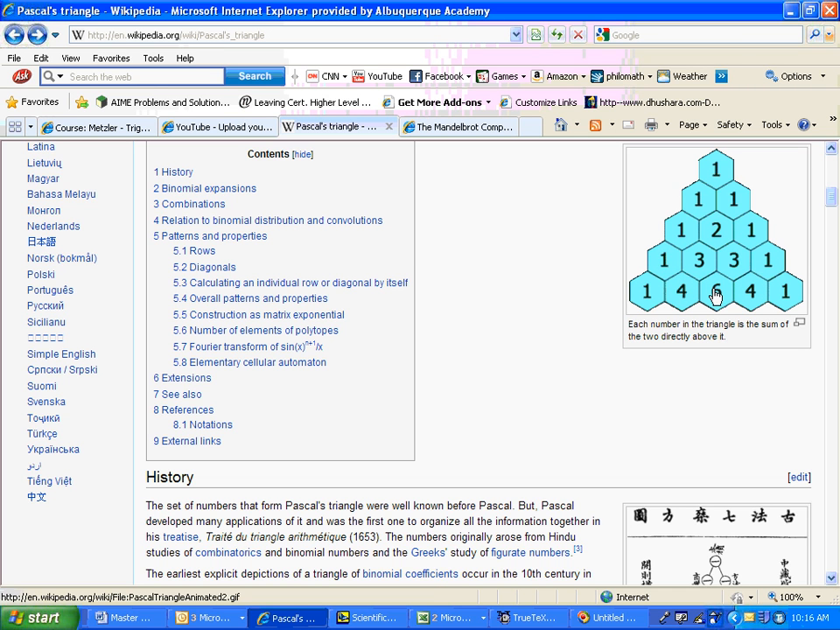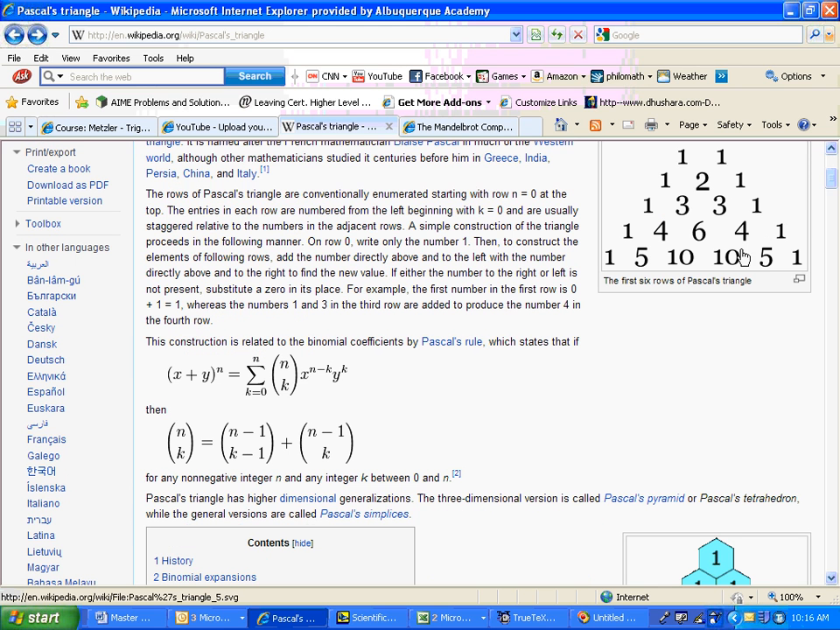So for example, the 6, that's the running total of 1, 2, 3. Let's get back up here. The 6 here is the running total of 1, 2, 3, and then add the 4, you get 10, which is the running total of 1, 2, 3, and 4. So it's just an alternate way of expressing that basic rule for Pascal's triangle.